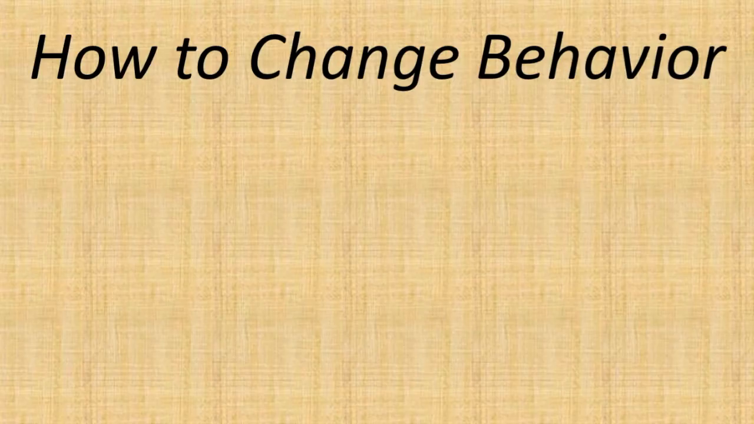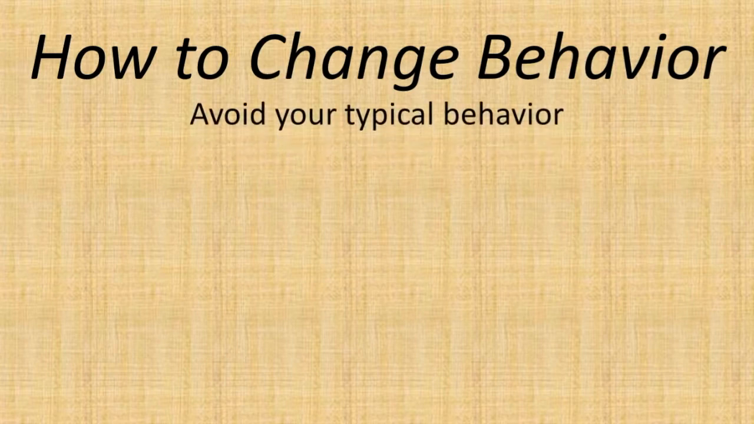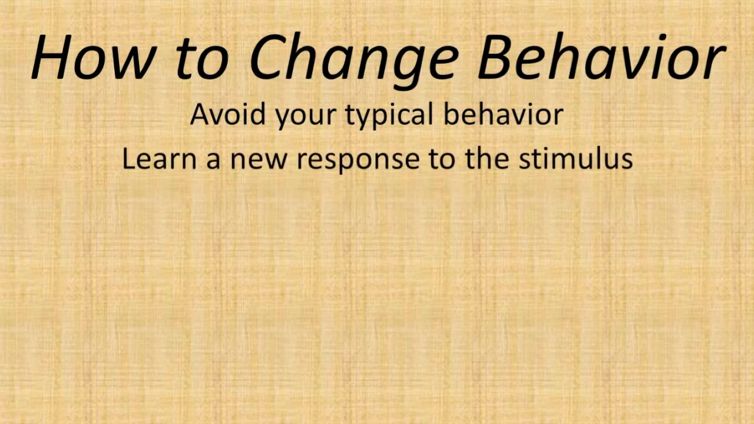That's the stimulus, that's the antecedent in the A.B.C model. If you can think about and identify what your stimulus is, that's going to be your first step in changing your behavior. In the A.B.C model, the B again stands for behavior, which is your response to the stimulus for food. Here's some things you can do to help change your behavior. One thing is, when you get the stimulus, is to avoid your typical behavior, whatever that may be. Another thing you can do is learn a new response to the stimulus.